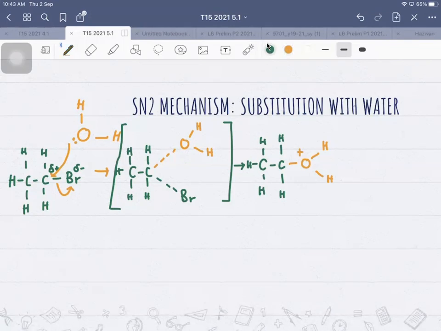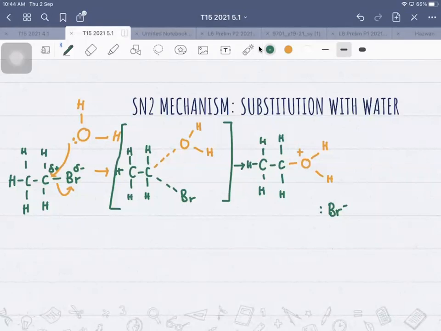Your bromide becomes Br minus. Hazwan, what happened to you? You just joined. Oh, he's not joined yet. Okay, the next step. Hazwan, what happened to you? You just joined. We're almost done anyway.